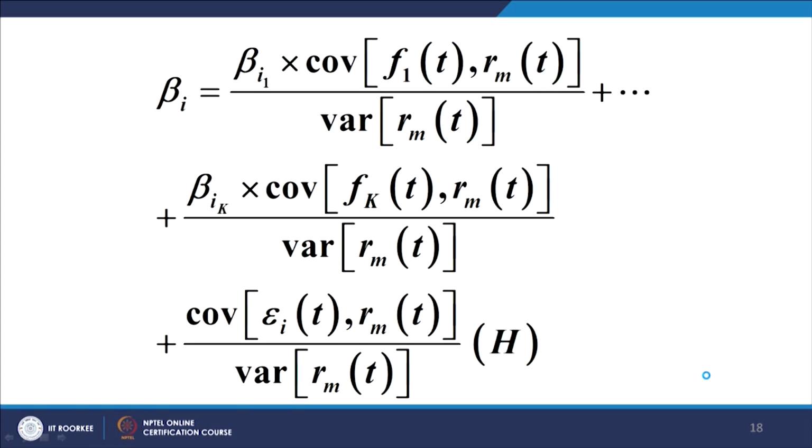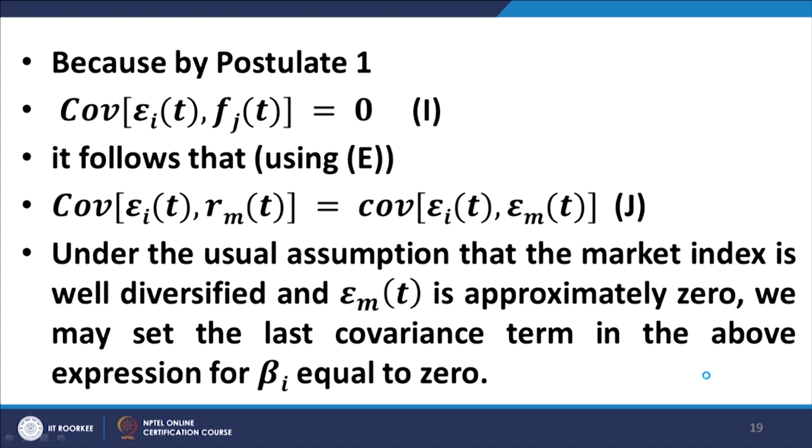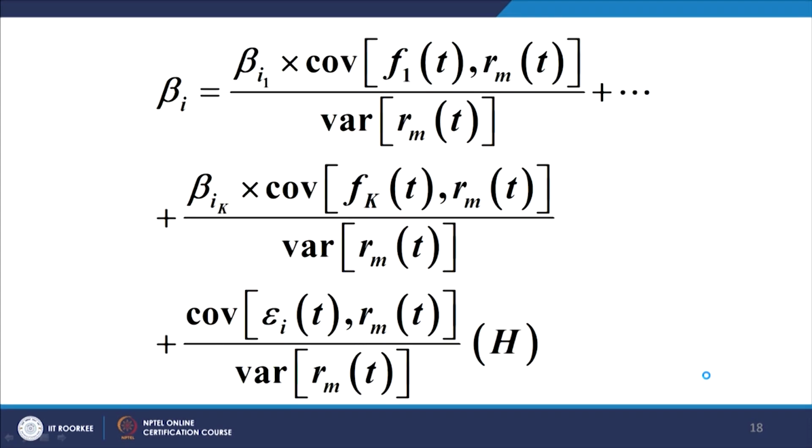Now, we look at the last term of equation number h. We investigate the last term of equation number h. Now, we know that R_Mt is a linear factor model comprising the generators F1t, F2t, F3t and so on. But we also know that the covariance of epsilon_it with any of the factors F_jt is equal to 0. Let me repeat, there are two things which are relevant here. Number one, we have just proved that R_Mt, the market return, is a linear factor model generated by the various risk factors F1t, F2t, F3t and so on.